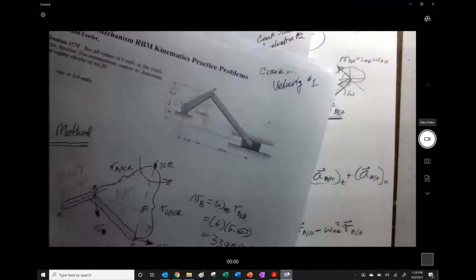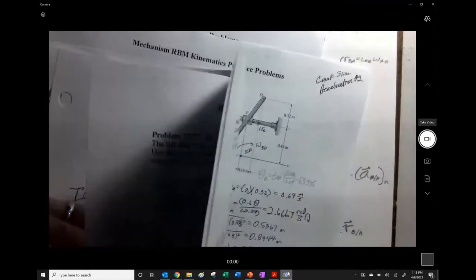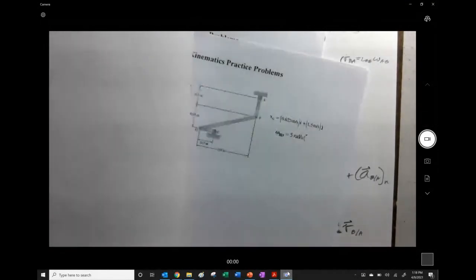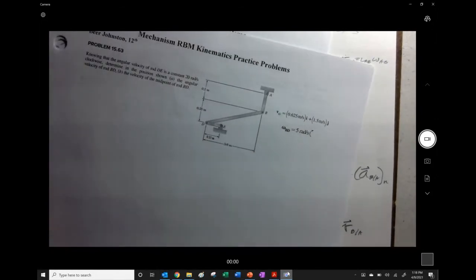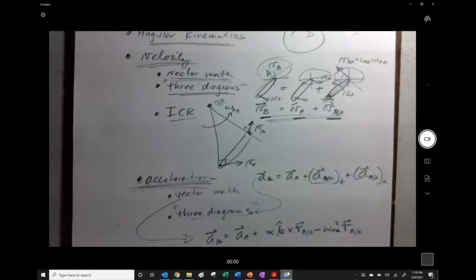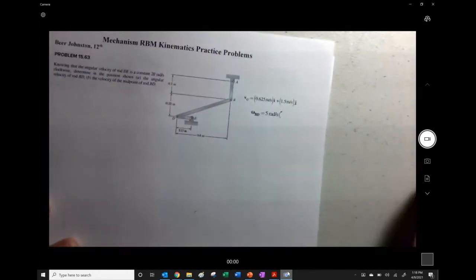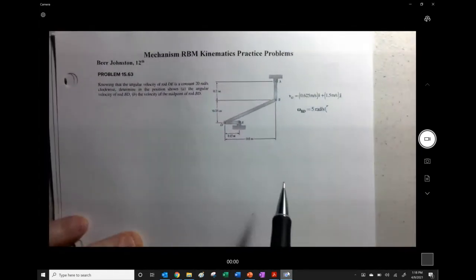All right, so I have some of these that I filled out for class and mechanisms, and I haven't done these other problems right here. So I will just go ahead and use these as my problems here.